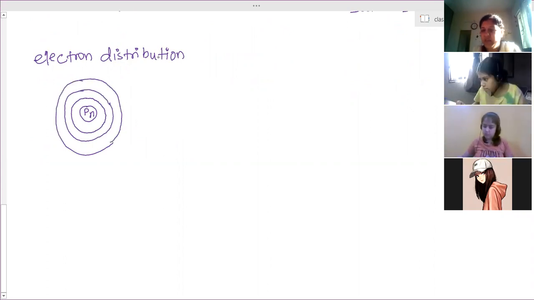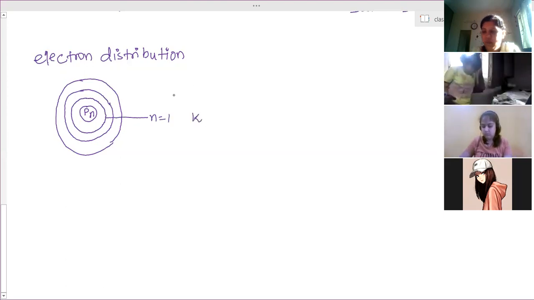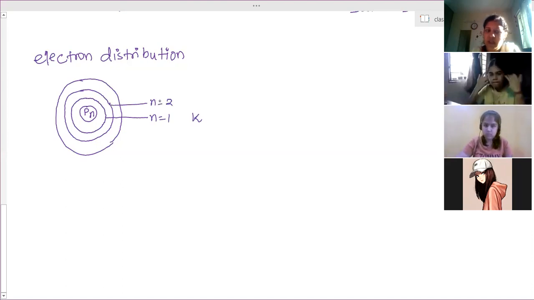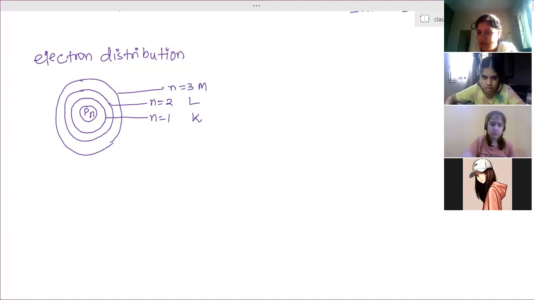So the orbits have been given names. The orbit which is closer to the nucleus is called the first orbit and its name is K. It is called the K shell. The second orbit, when n is equal to 2, is called L. Then the third one, when n is equal to 3, is called M. K, L, M, N, O, P, Q. These are the shell names that have been given. Alphabets are used for representing different shells.